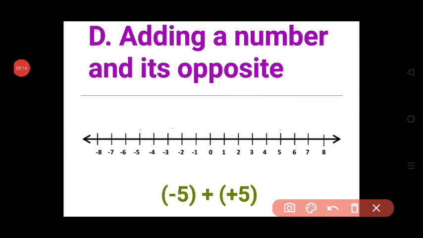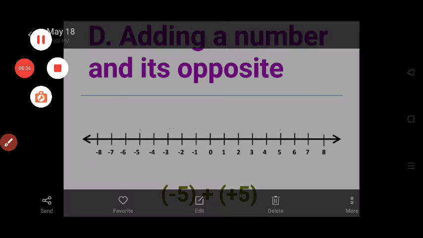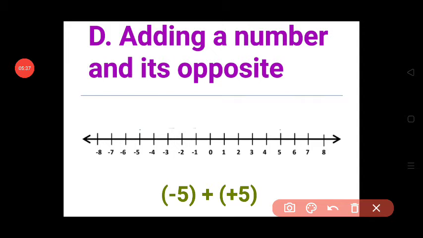The next one is adding a number and its opposite. The first one given is -5 and the next one is +5. If we see, both addends are the same number, that is 5, but they have opposite symbols. The first one is minus, negative, and the second one is plus, positive 5. So first we have to move 5 units towards the left. From 0, move 5 units towards the left.